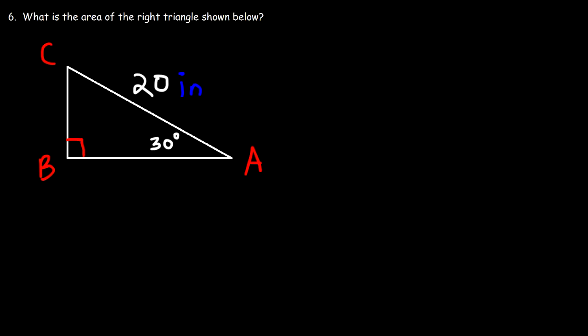Now let's move on to our last problem. What is the area of the right triangle shown below? Just like the previous problem, we can use the same formula. The area is 1/2 base times height. So make sure you know your geometry formulas. This is the base, this is the height. We don't have the value for either of those. So what should we do in this problem?